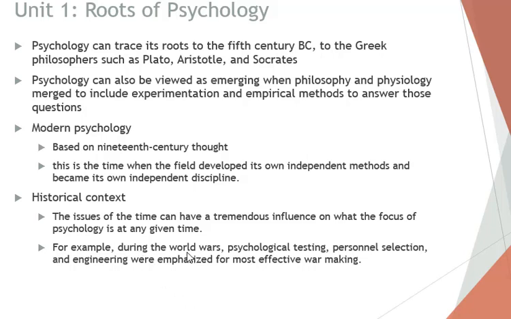One example that's discussed in the text: during the World Wars, psychological testing, personnel selection in engineering, because personnel selection, okay, who's going to make the best soldiers? Who's going to make the best factory workers? In engineering, for building things, for turning people into mechanisms by which effective war making can be done. The whole psychological world, or at least part of the psychological world, was engineered to try to make sure that each side has the best soldiers and the best producers and the best war making potential.